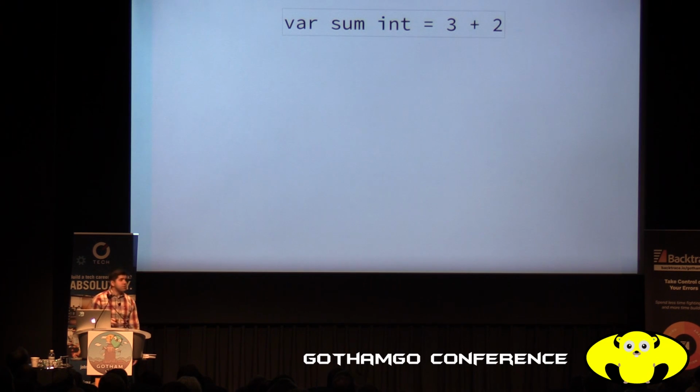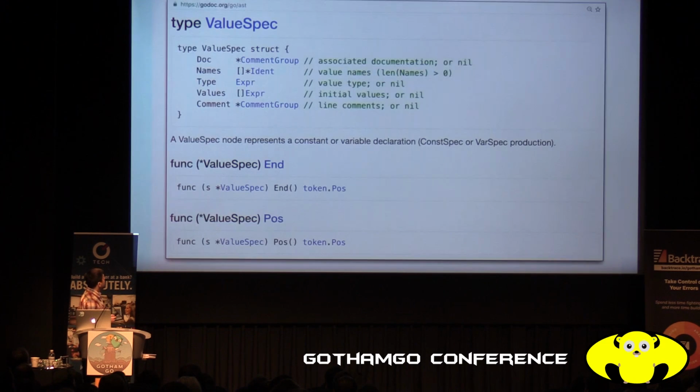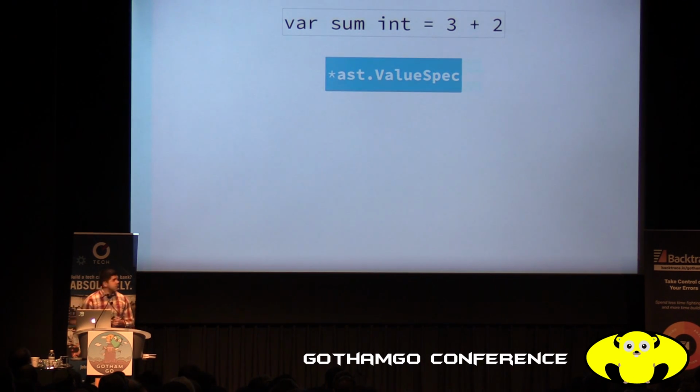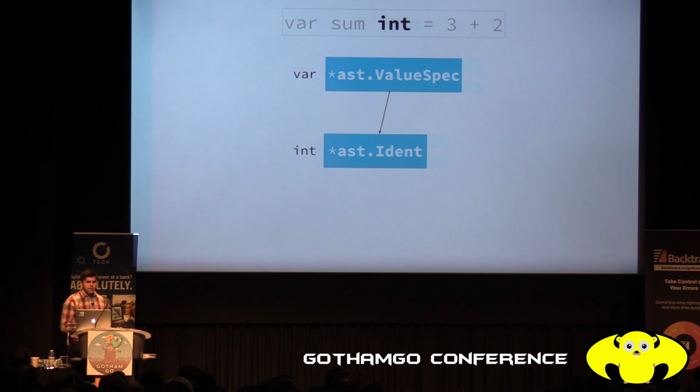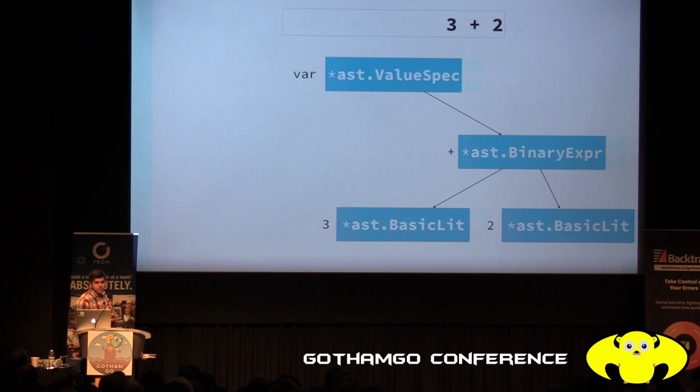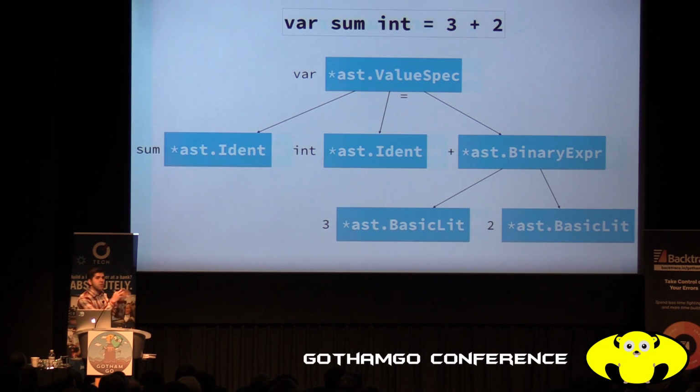Another example: our variable declaration. This can be represented by the type ValueSpec, and I'll show you how we're going to do it. We're going to use the ast.Ident for the value name. Then the integer, the value type, is also an ast.Ident. And the values of the ValueSpec type is actually the expression we already knew. If you put all of them together, this is now our AST for this very simple variable declaration.